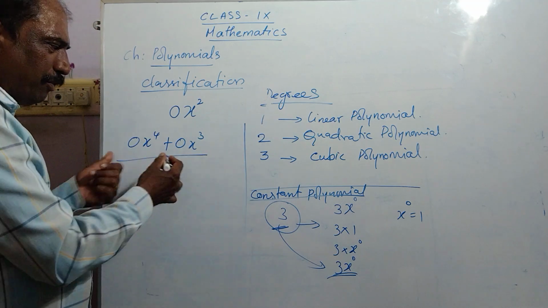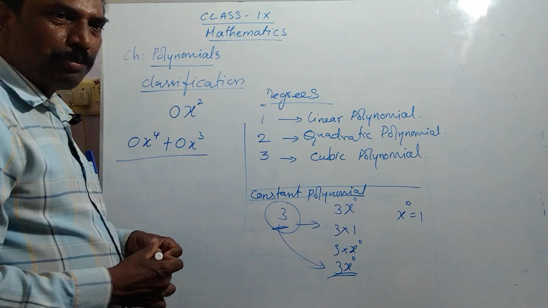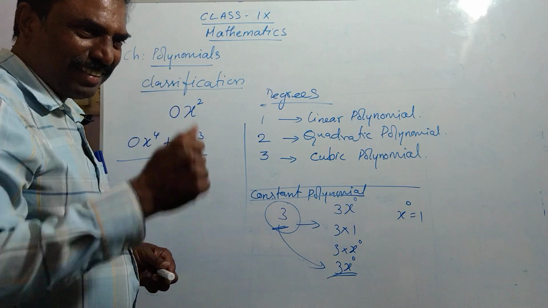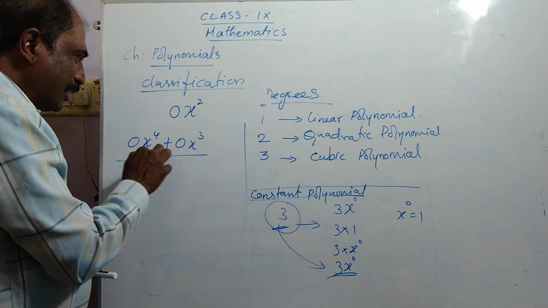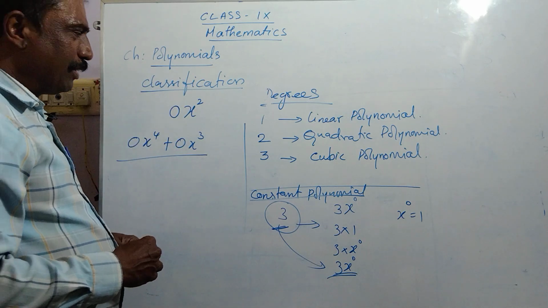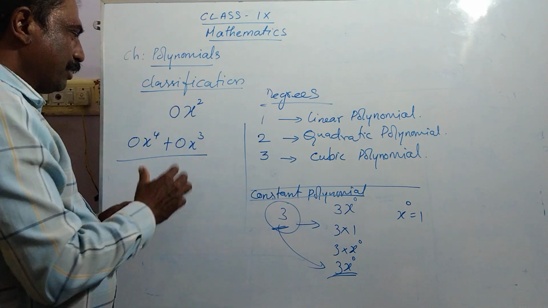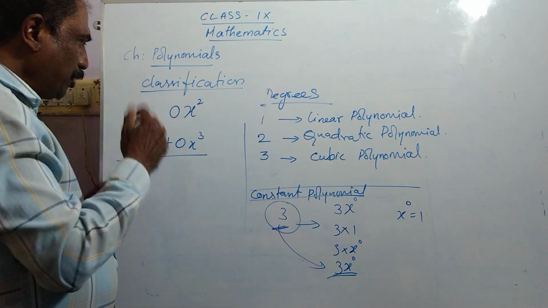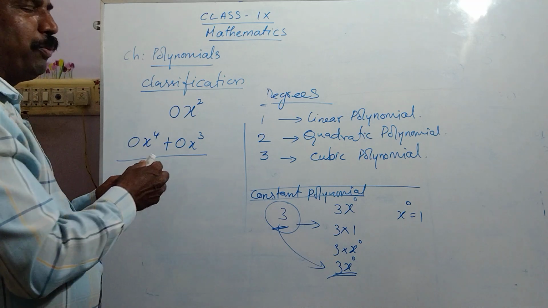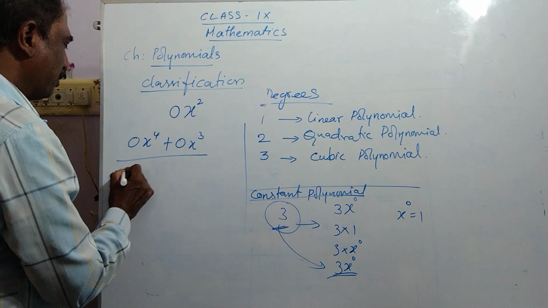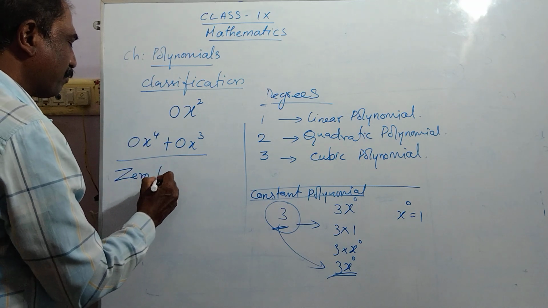So what do you observe here? Yes, all these coefficients are 0. This totally is 0 only. So 0 times x power 4, 0 times x power 3, that means totally 0. And such a polynomial we call the zero polynomial.